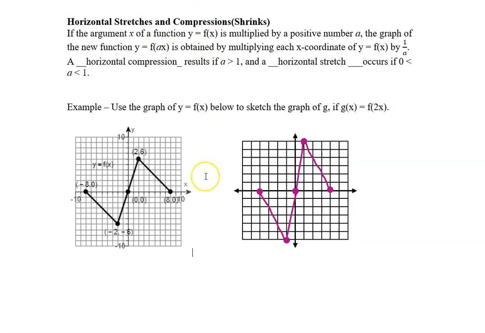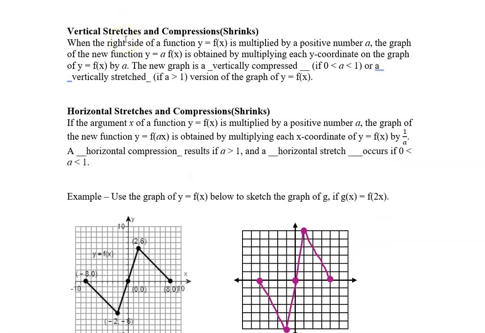So the key here is to remember that vertical stretches and compressions occur when we multiply the entire function by a number, and it makes sense. So a number larger than 1 stretches, a number between 0 and 1 compresses. Horizontal stretches and compressions occur when we multiply just the argument by a, and it's opposite of what makes sense because we're actually dividing by a, or multiplying by 1 over a. So if a is greater than 1, it ends up in a compression, whereas if a is between 0 and 1, it ends up in a stretch.